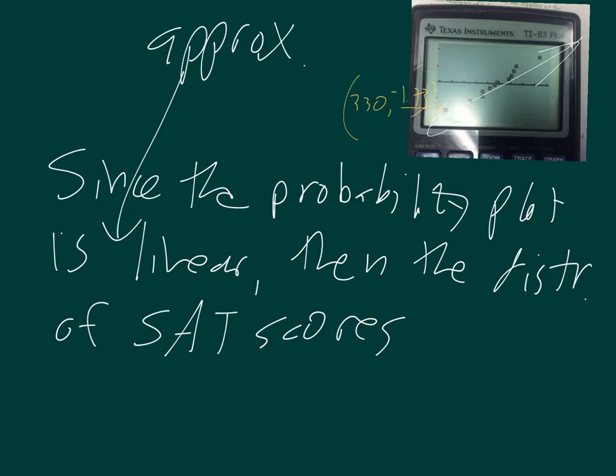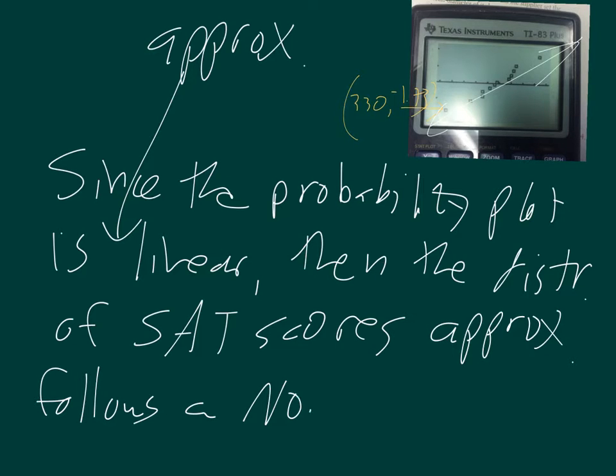Don't erase things. Just arrow in a new word. Totally fine. Not a problem. All right, so since the probability plot is approximately linear, then the distribution of SAT scores approximately follows a normal curve. Or I'd say that the distribution of SAT scores is approximately normal.